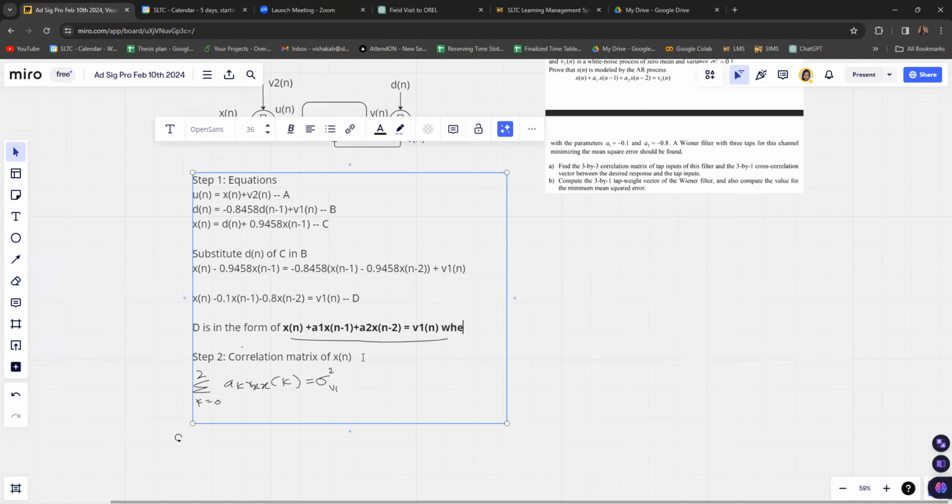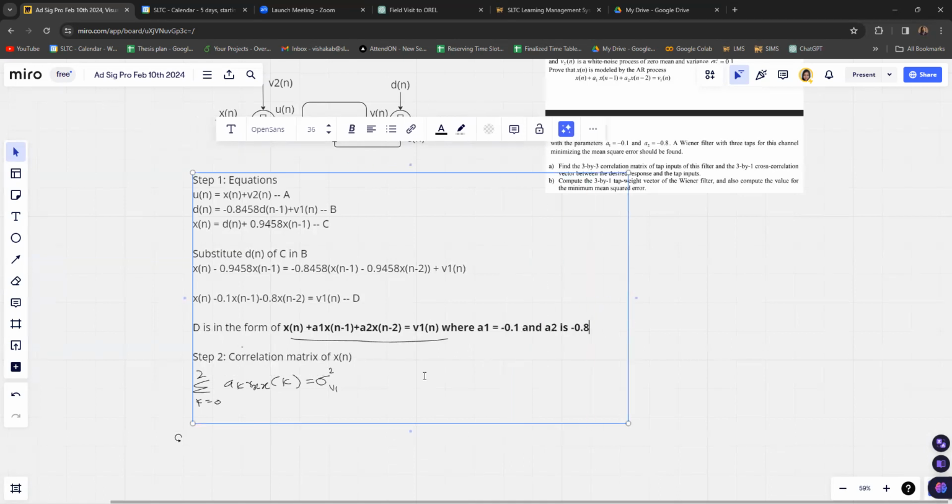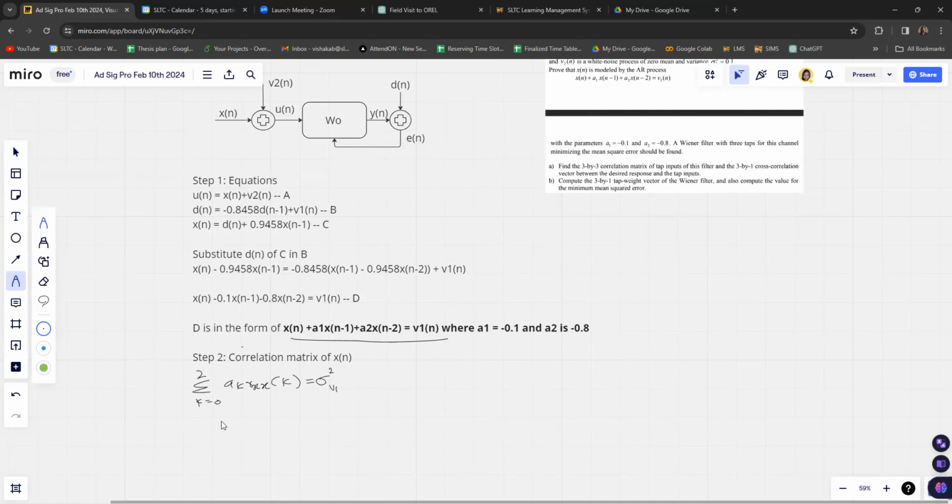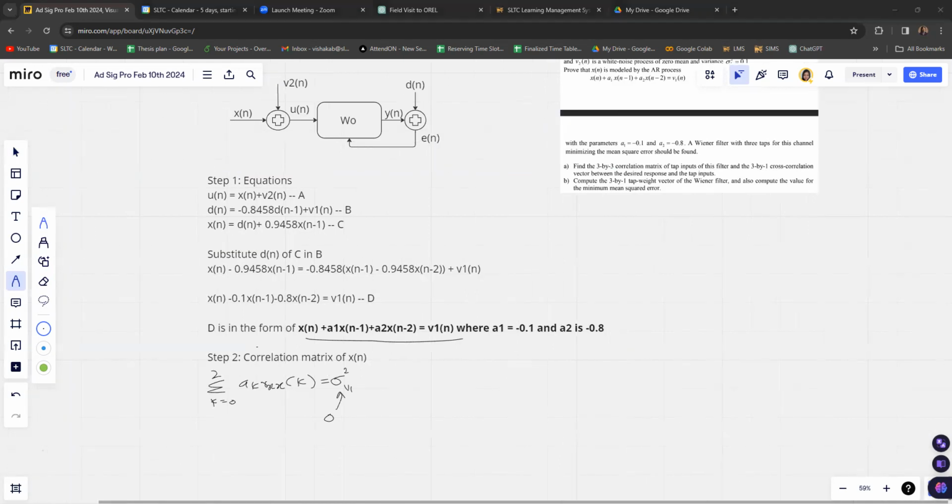We can also mention that A1 is minus 0.1 and A2 is minus 0.8. So therefore we know the values of the A values. So we can substitute that and form an equation. Also, we know the variance of V1, which is given to us, which is, I think it's 0.1. V1, yeah, V1 is 0.27.